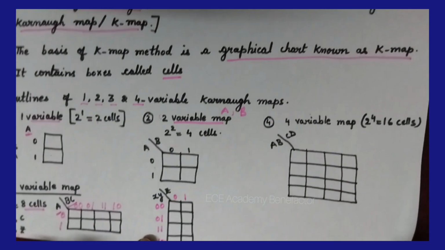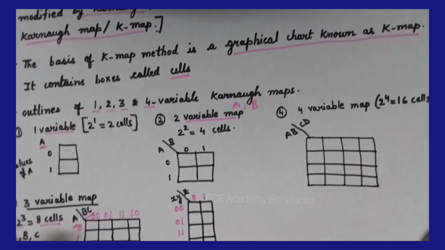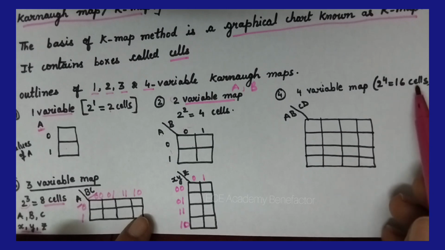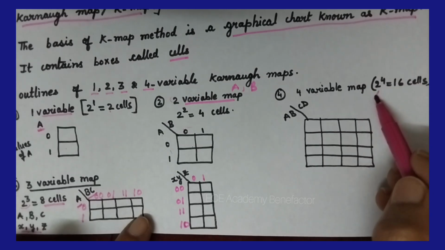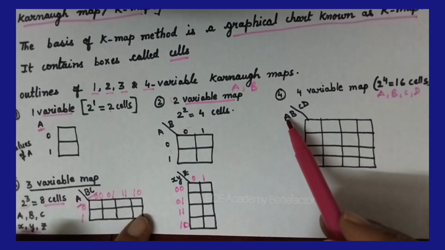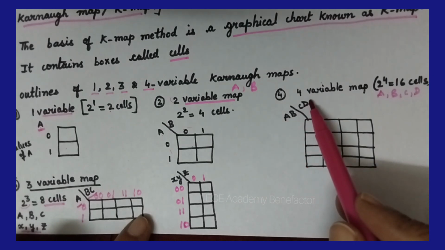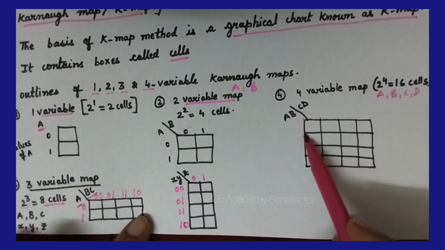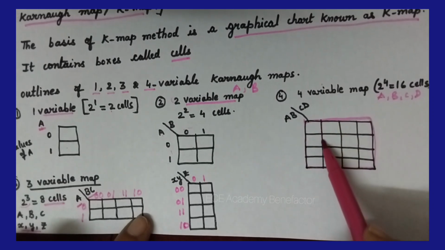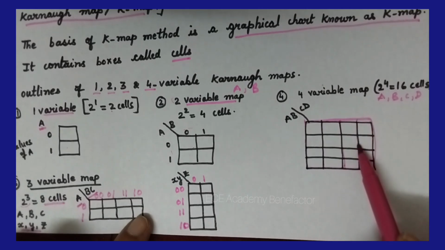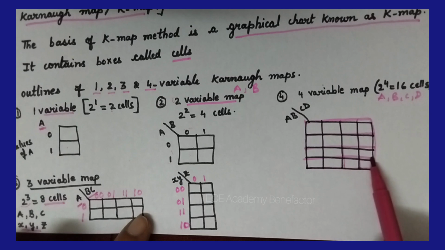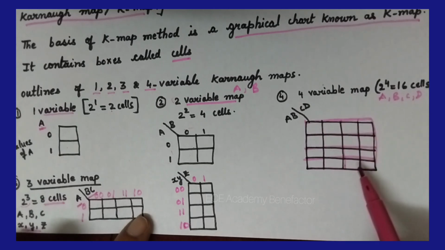Now coming to the outline of the 4 variable K-map. 4 variables means how many cells? 2 to the power 4, which means 16 cells. So the 4 variables which I have taken here are A, B, C and D. So AB on one side, CD on the other side, total 16. We'll draw this like this. First let us draw one box, with 4 vertical lines and 4 horizontal lines like this. So it will have a total of 16 cells in it.